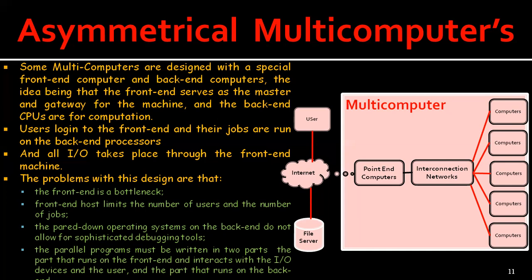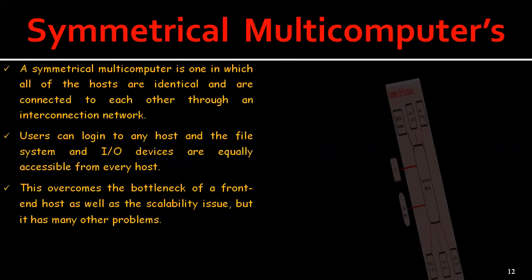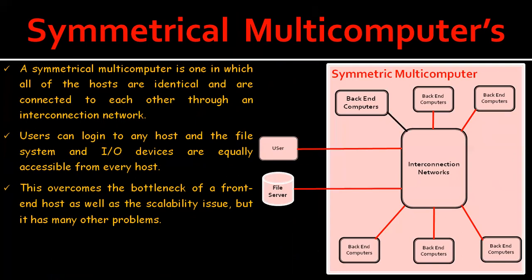Now let us see what a symmetric multi-computer is. A symmetric multi-computer is one in which all of the hosts are identical and are connected to each other through an interconnection network. Users can log into any host and any file system, and IO devices are equally accessible from every host. This overcomes the bottleneck of the front-end host as well as the scalability issues.